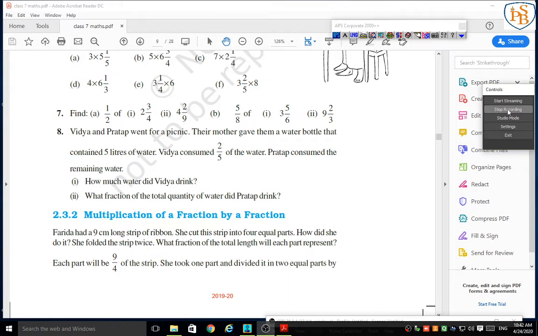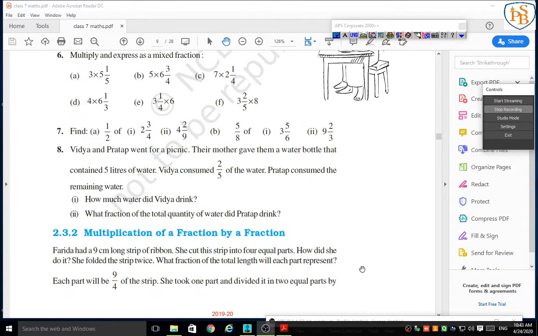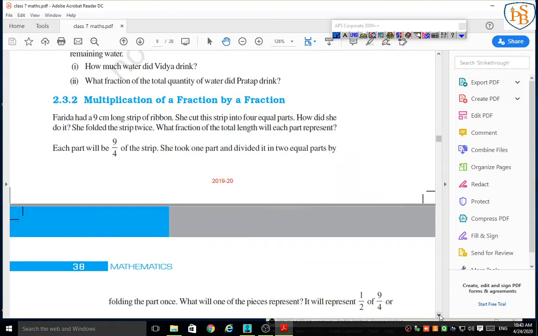The topic of our subject mathematics, that is the second chapter, which is named fractions and decimals. And in this topic the next point is multiplication of a fraction by a fraction. That means we have to do a multiplication of a fraction with another fraction.